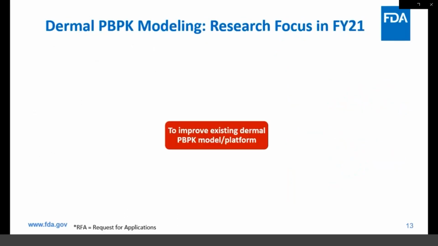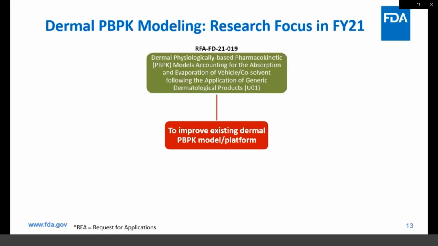Now, let me give you a brief update on our research focus in fiscal year 21. This year, agency has posted 3 notice of funding opportunities to improve our existing dermal PBPK model or modeling platform. In RFA FD 21-019, we have asked for applications for developing a dermal PBPK model that can simultaneously take account the absorption and evaporation of vehicle or co-solvents.